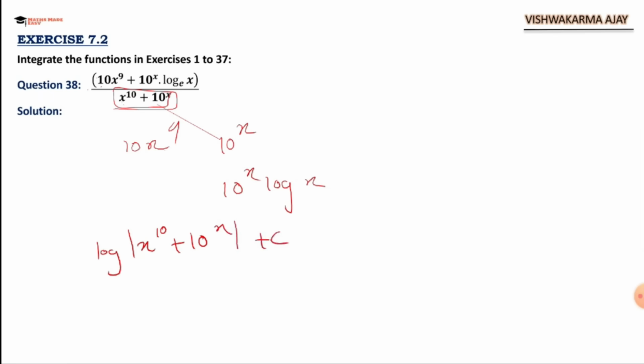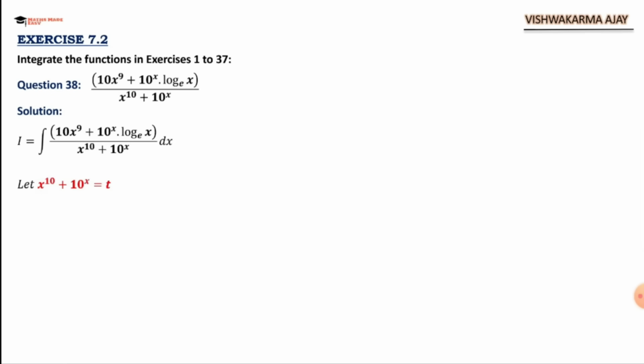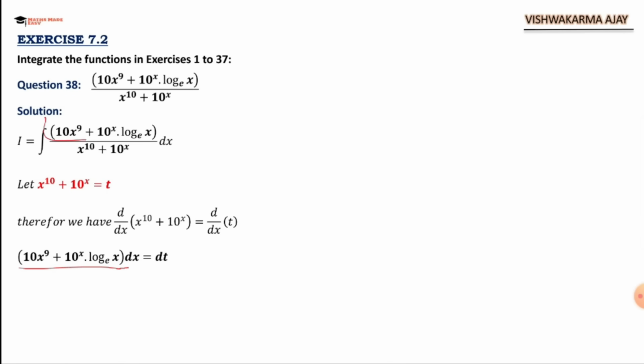Let us solve it. I am going to take this part as t. d upon dx of x raised to 10 plus 10 raised to x is equal to d upon dx of t. So this entire part will be replaced with dt. Finally, 1 upon t, we have integral of 1 upon t as log of t plus c. Resubstitute the values of t. That's it.